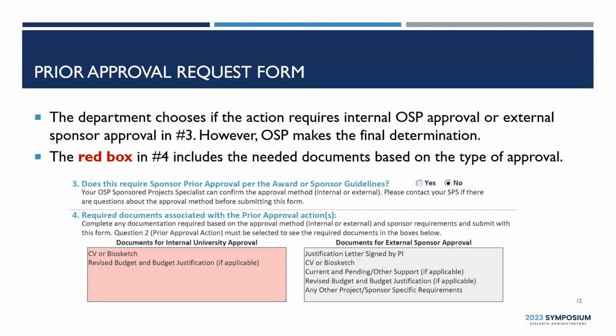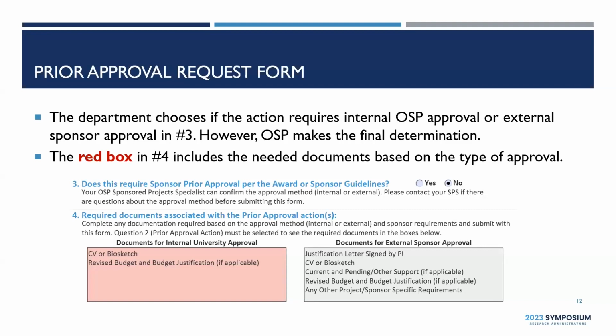The prior approval request form, so we just want to bring your attention to a couple different places. The department is the one who is choosing in box number 3 if it requires sponsor approval or not. And then in box number 4, the red box is going to show you, based on number 3, what you actually need to send with the PAR form. So are there any questions about that?